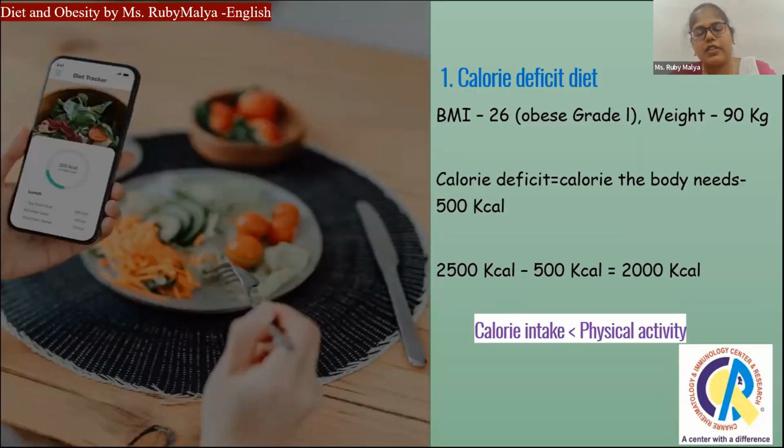So what is a calorie deficient diet? As I told earlier, the amount of food you take is converted into energy, which is used to do any physical activity. So when you are going for a calorie deficient diet, for example, let's say a person is around 90 kg and his BMI is around 26. So he comes under the obesity grade 1 category. To lose weight, I am giving him a calorie deficient diet. For his body weight, he needs at least 2,500 kilocalories. In that, I am reducing around 500 kilocalories and giving him only around 2,000 kilocalories.